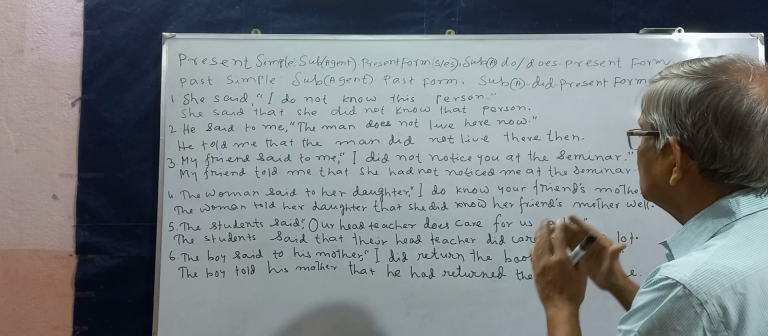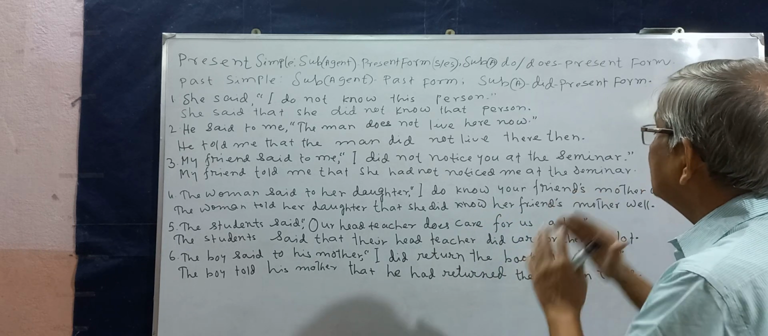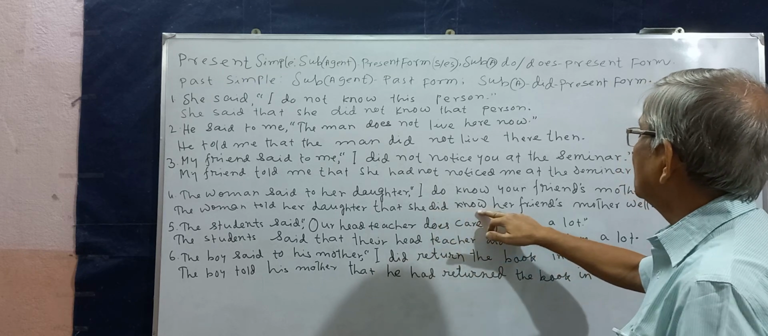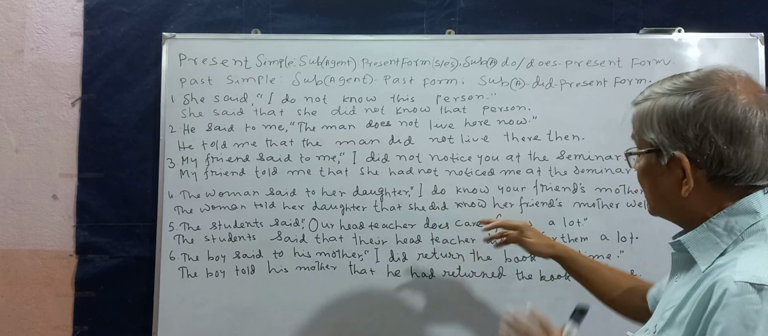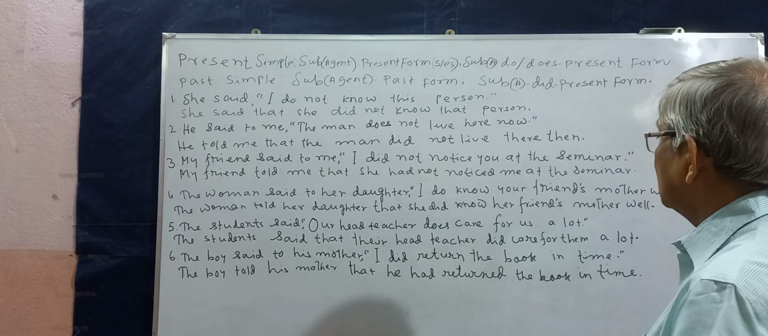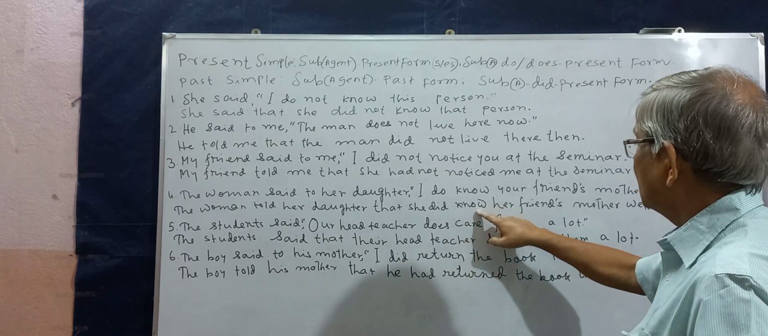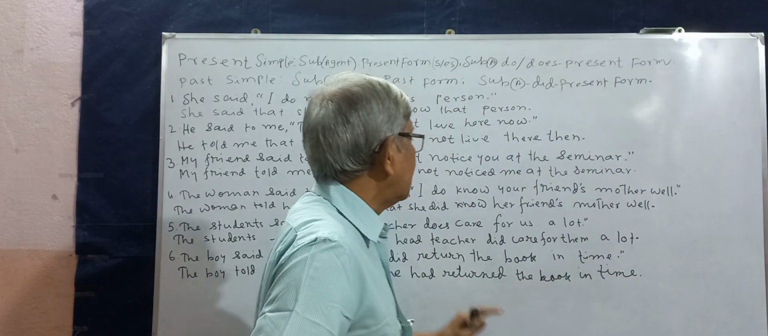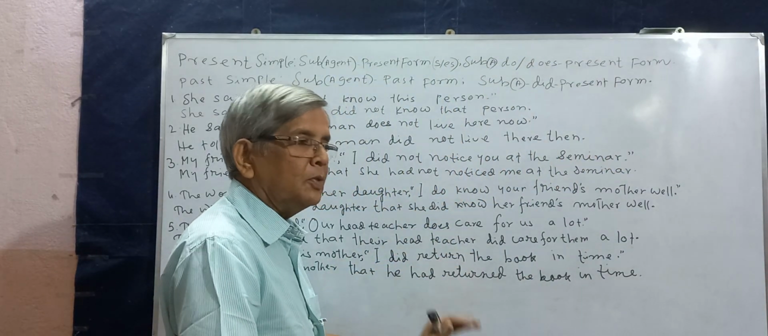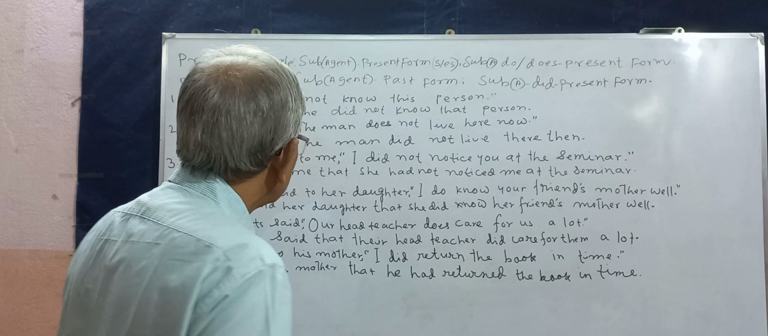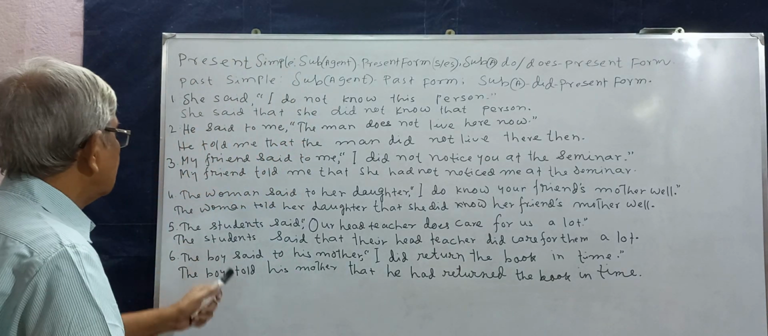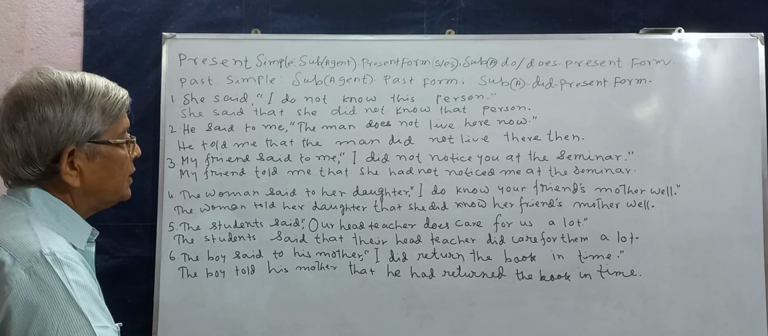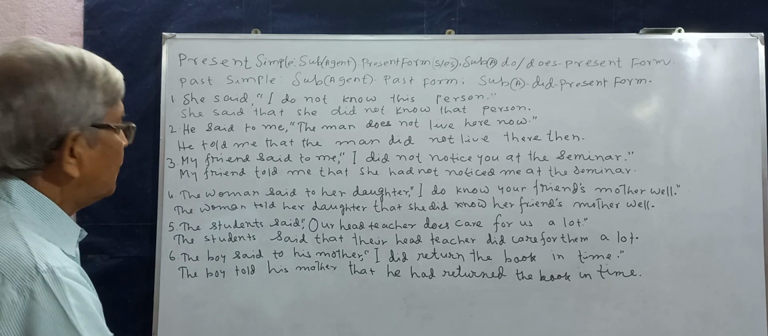Therefore when we get do or does to lay emphasis on the verb, we must use did in the indirect speech. Yes, we can drop did, but then we have to use the second form of the verb with a suitable adverb. It is better to use did where we get do or does in the direct speech to lay emphasis on the principal verb. Therefore, the answer is, the woman told her daughter that she did know her friend's mother well.